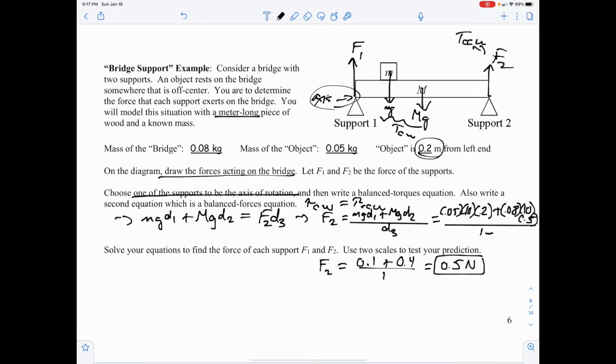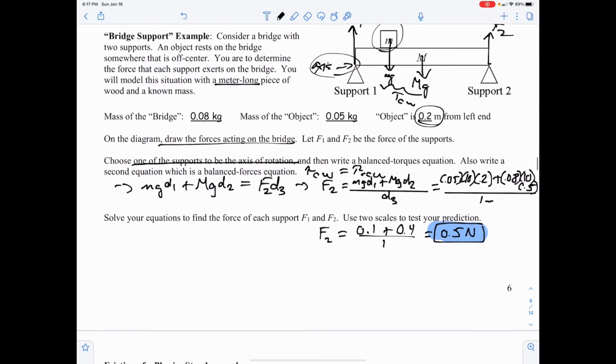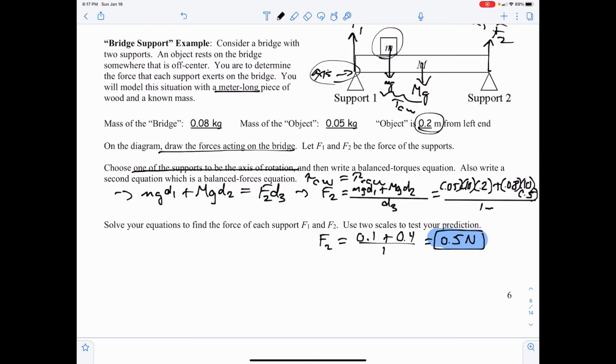Okay, so force 2 would be half a Newton. Now, since the mass is located closer to support 1, you would expect the force from support 1 to be a bit greater. Let's verify that. We're going to do the exact same thing. The only difference is we're going to let support 2 be the axis of rotation and see how everything plays out.